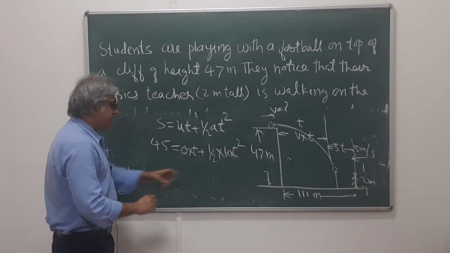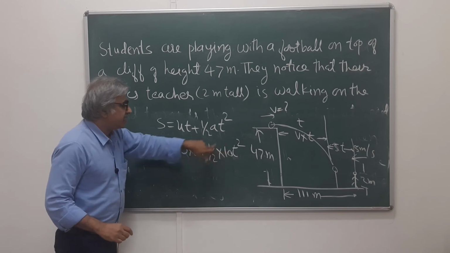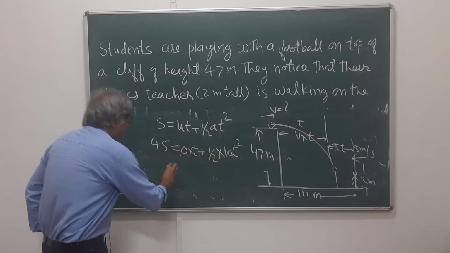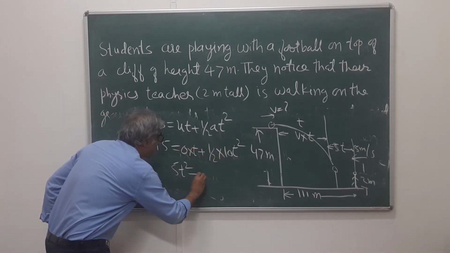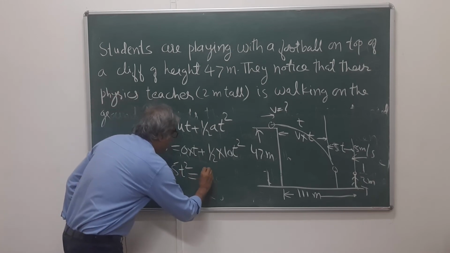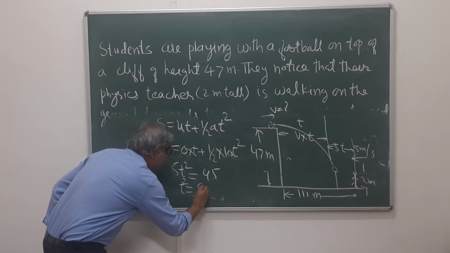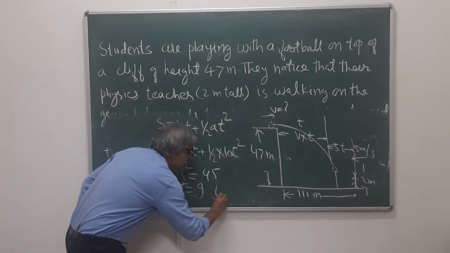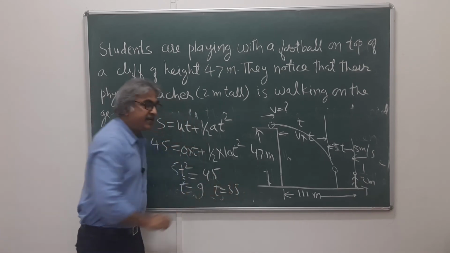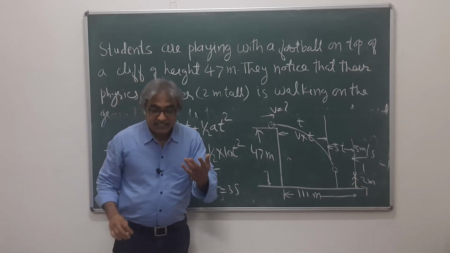So what do you get here? This will be essentially 5t square. So I can take it on the left hand side. So 5t square is equal to 45, which means t square is 9, which means t is equal to 3 seconds, right? So now we have got t as 3 seconds.